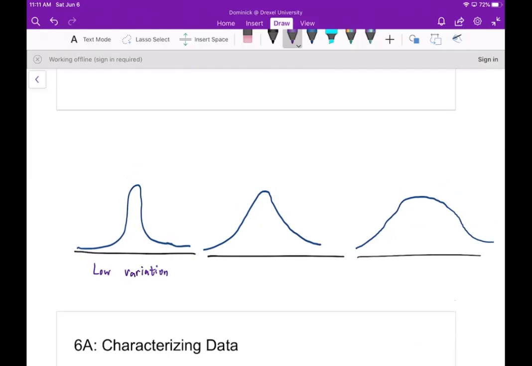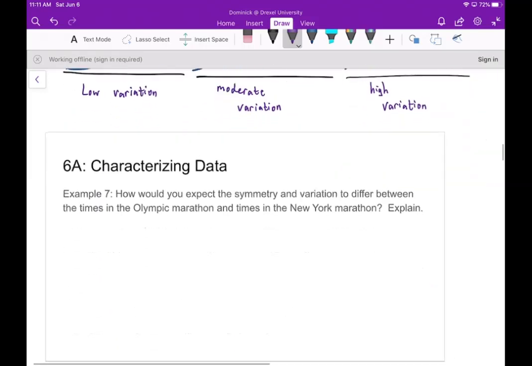Then in the next one, it's a little bit more spread out. So we might say that this is moderate variation. And then in the last one, it's very spread out. That peak is very wide. So we'd say that this is high variation. So those are different ideas of variation.